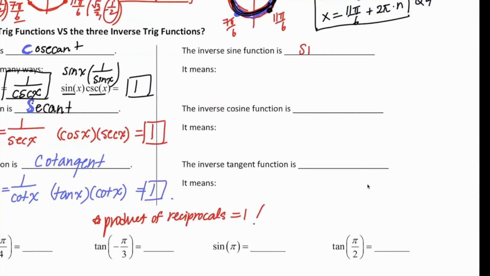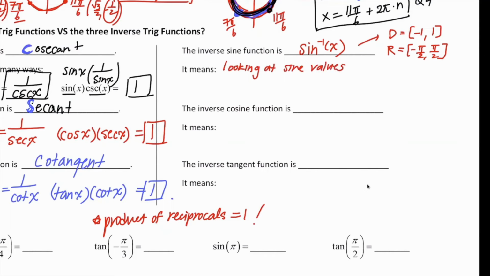You write it as sine inverse of x. Okay. This means, because it has a domain from -1 to 1 and range, which you should memorize, from -π/2 to π/2. Okay. It means you're looking at the sine values, meaning you should find solutions only in quadrant 1 and quadrant 4. And again, that's because range is from -π/2 to π/2.